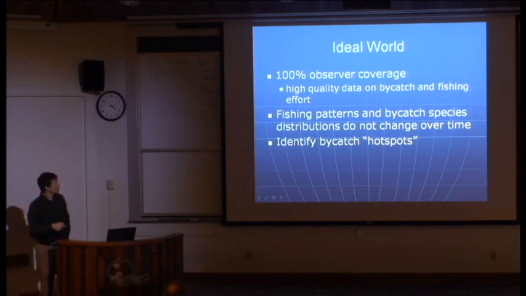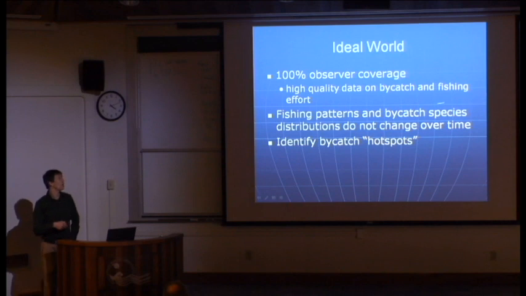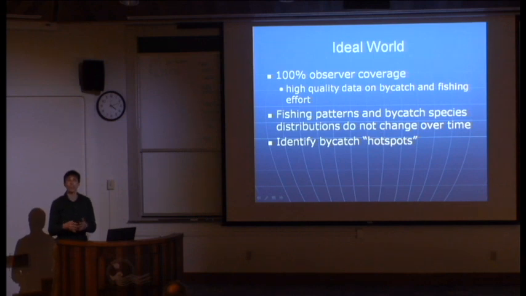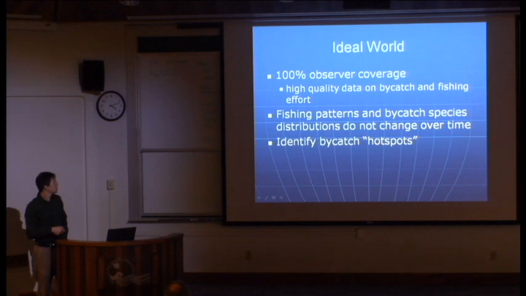On top of that, in an ideal world, these fishing patterns and the distributions of the bycatch species wouldn't change over time. So they'd be fairly static. And if that's the case, then what happened last year is likely to happen next year. And you can base your planning of the reserve or your spatial fisheries closure on that. So you can identify these bycatch hotspots and avoid fishing in those areas and thereby reduce bycatch.